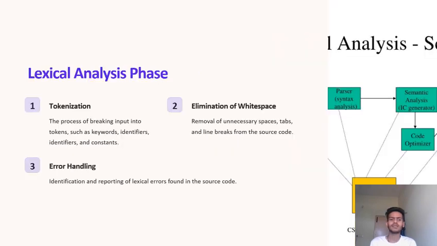Lexical analysis phase. Tokenization, elimination of white space, error handling. There are three lexical analysis phases. First is tokenization, the process of breaking source code into tokens such as a keyword, identifier, and constant. Elimination of white spaces, removal of unnecessary space, tab and line breaks from the source code. Error handling, identification and reporting of lexical errors found in the source code. Let's move to the next slide.